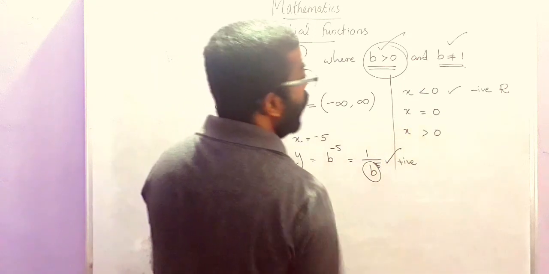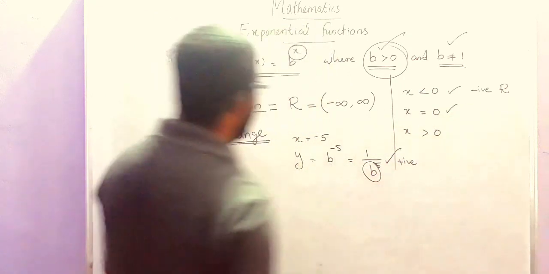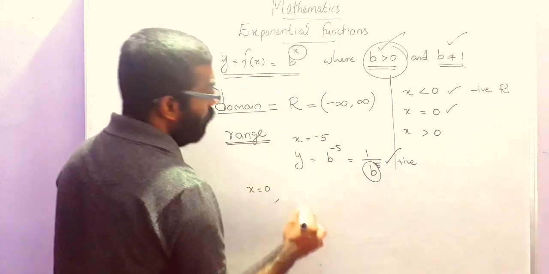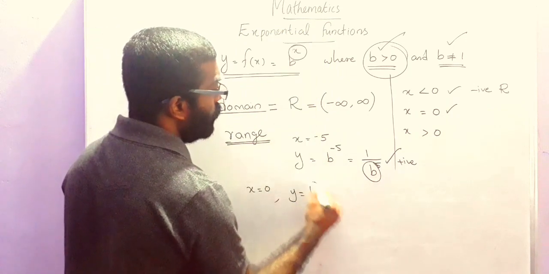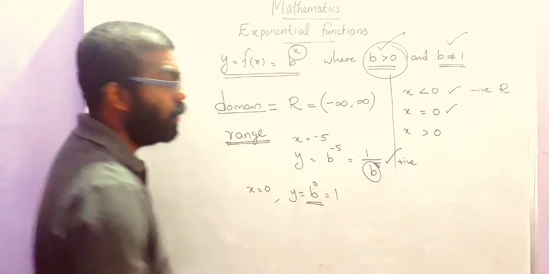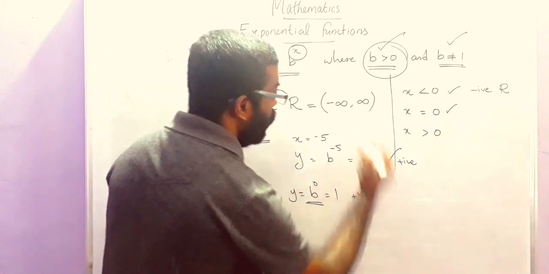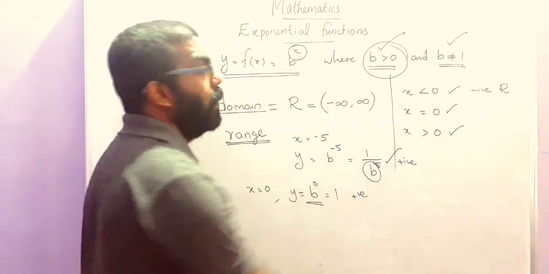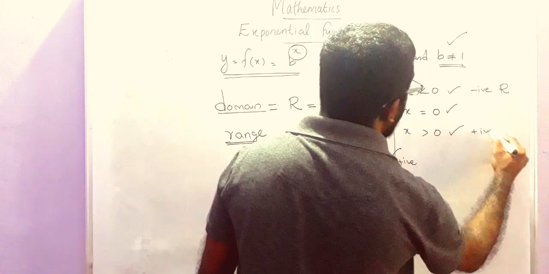Then the next one is x is equal to 0. When x is equal to 0, we get y is equal to b raised to 0. And we know any number to the power 0 is what? 1. So it's also positive. And the third one is x is greater than 0. That means the set of all positive real numbers.